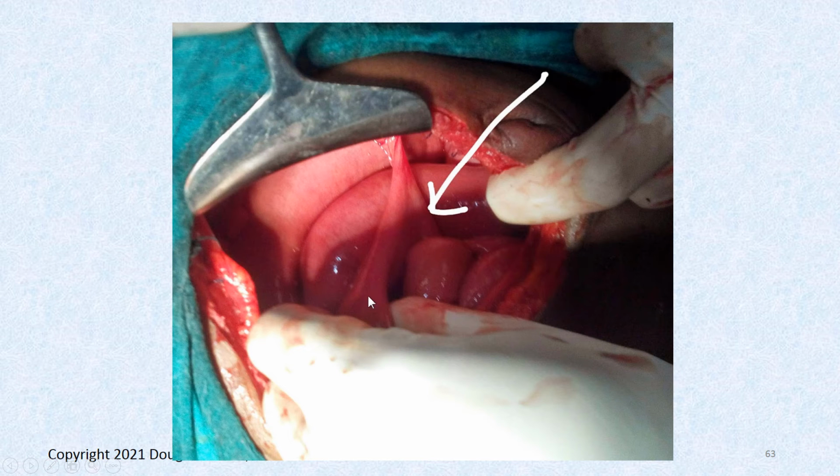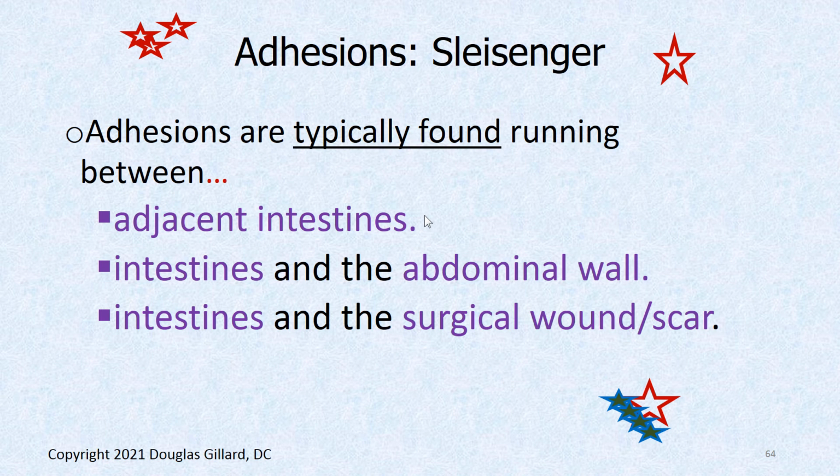Here's an intraoperative picture where you can see a nice thick band of an adhesion that's stuck two small bowels together here. And they're just in the process of cutting that out. And where do the adhesions attach? They are attached between adjacent intestines, so the intestines could be stuck together from this. They could stick the intestine to the abdominal wall, and where the old surgical wound was, they can also stick the intestine to the surgical wound, kind of from the inside out.